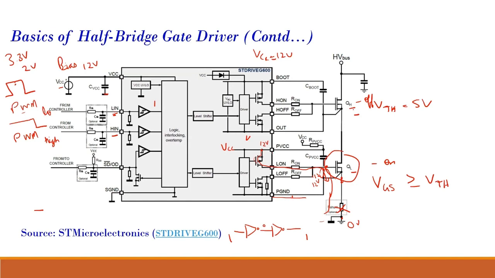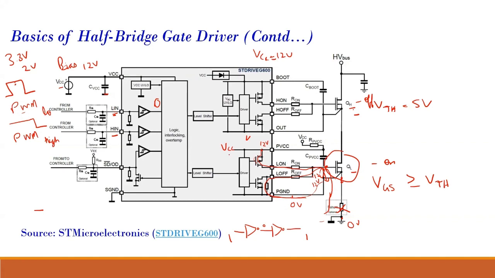Then when the logic over here becomes 0, this MOSFET turns on, so this entire thing will discharge like this. Effectively we are applying 0 volt to the MOSFET, and the MOSFET switches off. Okay, sir. So this is for the low side MOSFET.